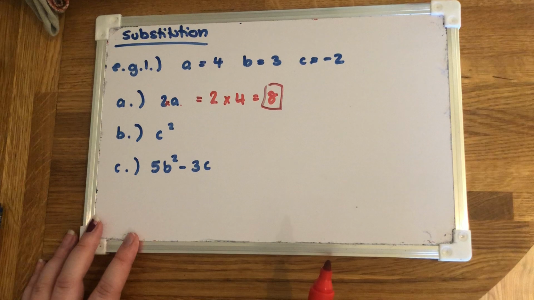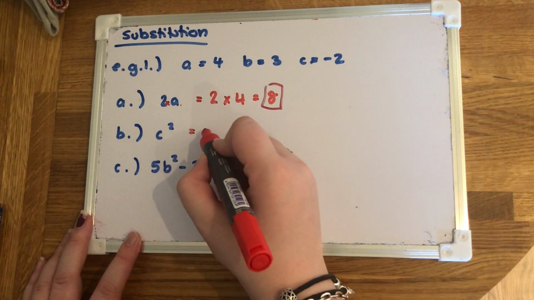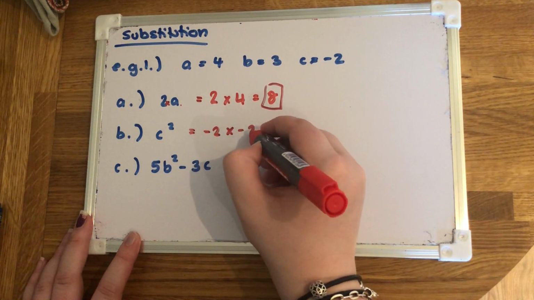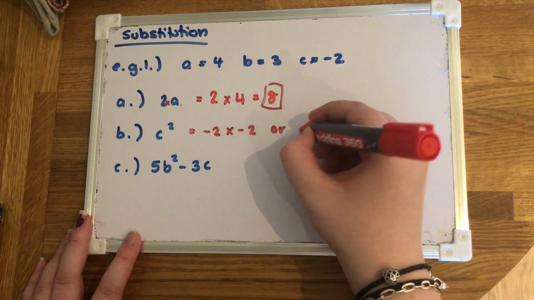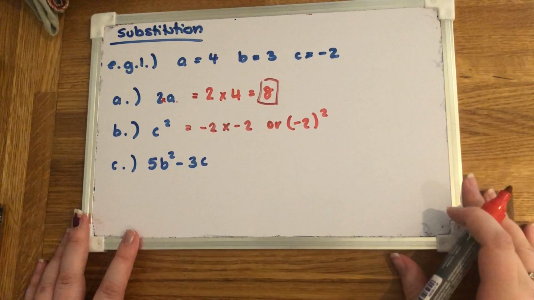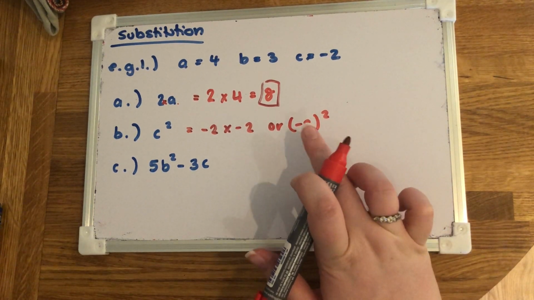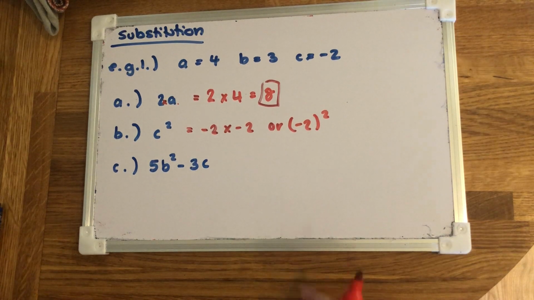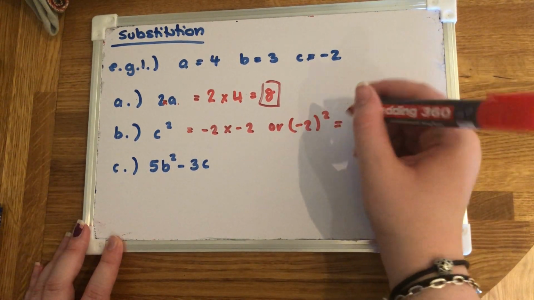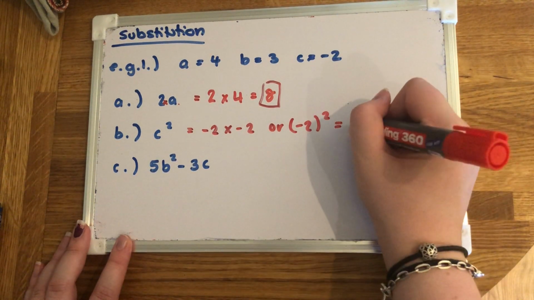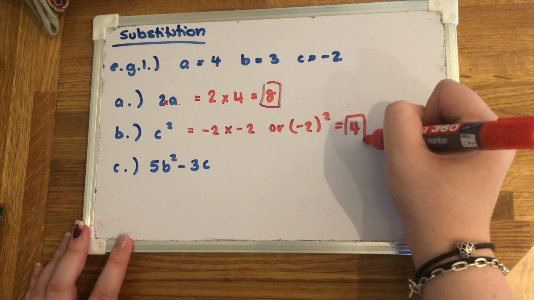Okay, next one, C squared. So squared just means that we times whatever C is by itself. So we need to times -2 by itself. So you could write it like that, or you could have written it like this. Now the reason why I put it in brackets is because if you did type it in a calculator without, you would not get the right answer, because a calculator just does the number squared, it doesn't do the whole -2 squared. So -2 multiplied by -2. When we multiply those two negative signs, they will become positive, and then 2 times 2 is 4, so the answer will just be +4.